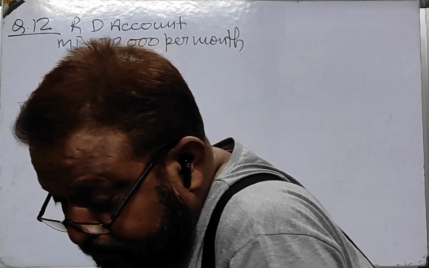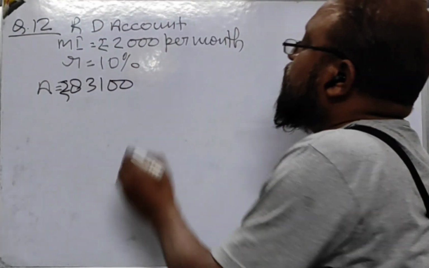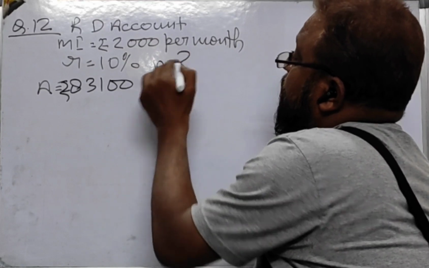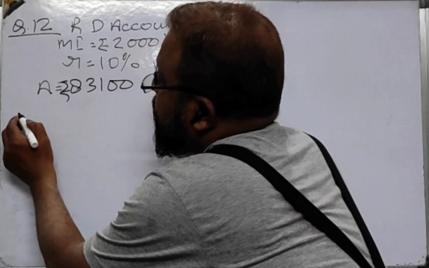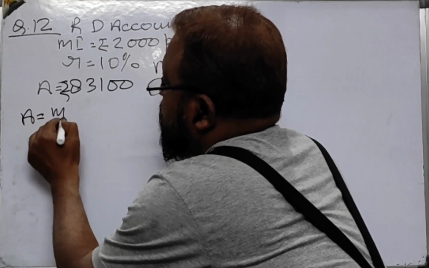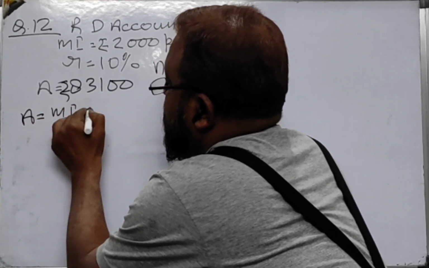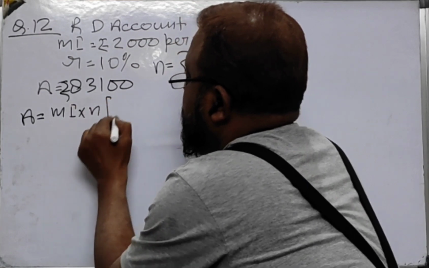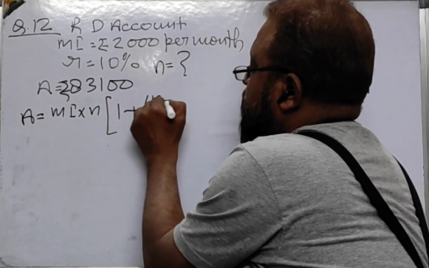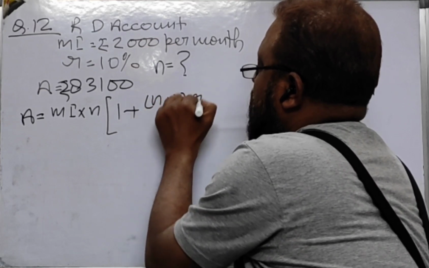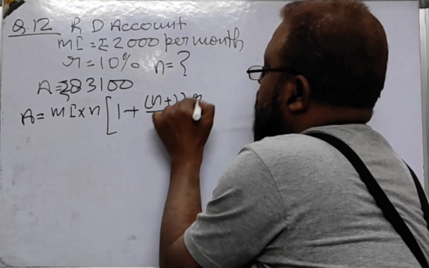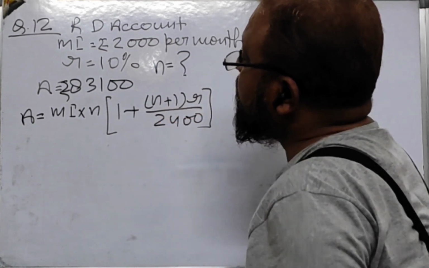Right. So again you have to find the time n. So we use the same formula: maturity value is equal to MI into n bracket 1 plus (n plus 1) into r upon 2400. Right? Why am I writing the formula every time?